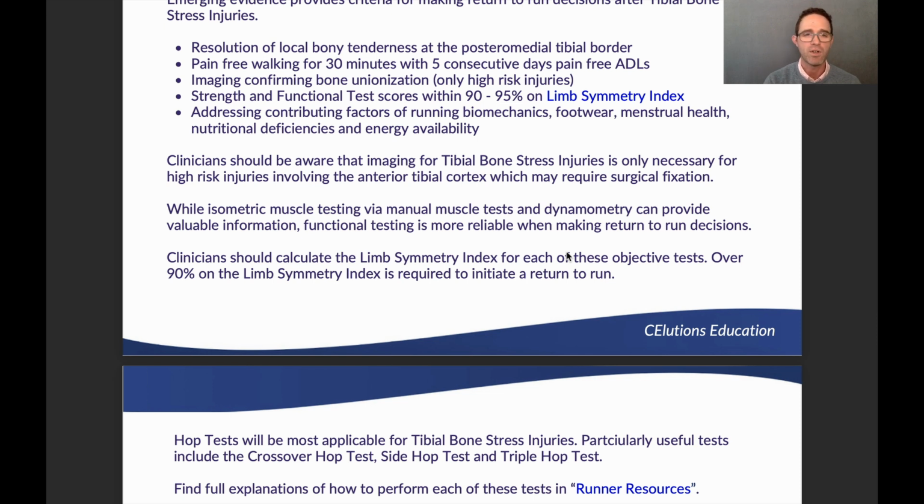And then also we want to address contributing factors like running biomechanics, footwear, even menstrual health, nutritional deficiencies, and energy availability. Now, clinicians should be aware that this imaging, as I mentioned before, is only necessary for high-risk bone stress injuries. That would be like your anterior tibial cortex, as we mentioned before. Some of those might require surgical fixation, so there's an important thing to differentiate.